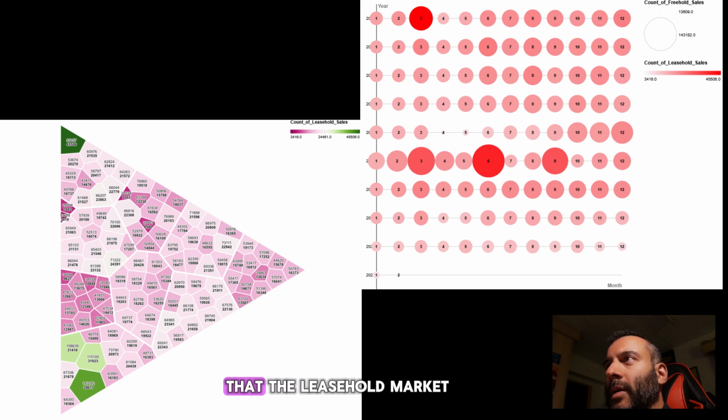Another key insight is that the leasehold market is not one market. One of the biggest misconceptions is treating leasehold as a single category. This data shows clearly that leasehold behaves differently depending on location, timing and market conditions. So saying leasehold is doing X is often too simplistic.